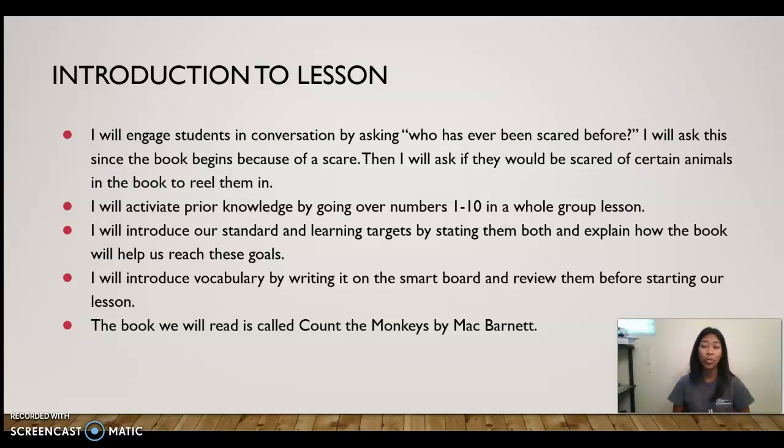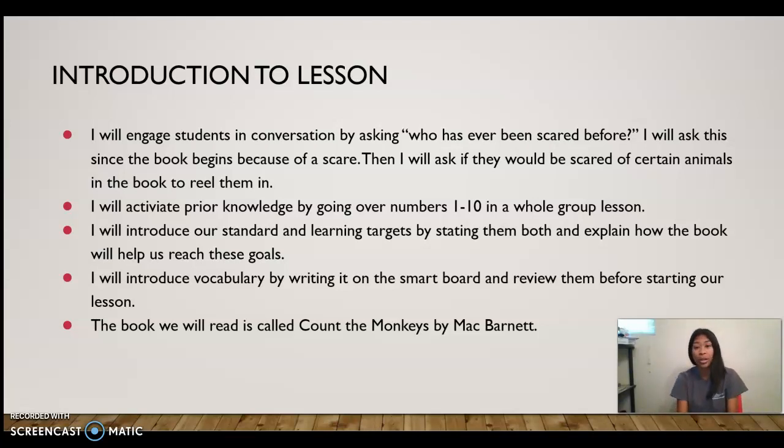Introduction to the lesson. I'm going to try to engage the students by asking them the question, what are you scared of, or what has scared you before? Because in our story, all these different animals keep running away from different things that scare them. After I ask them that question and we get a couple of answers, I'm going to show the kids some of the things in the story and ask them if they would be scared of these certain animals or people.